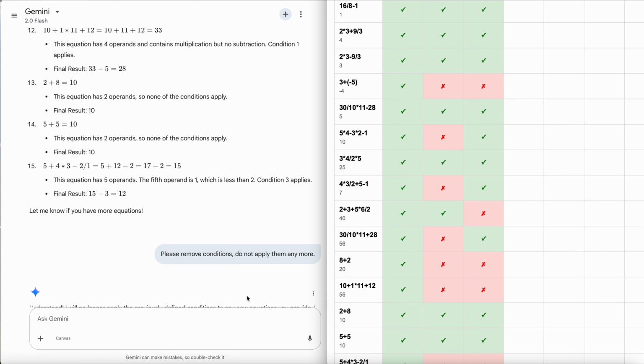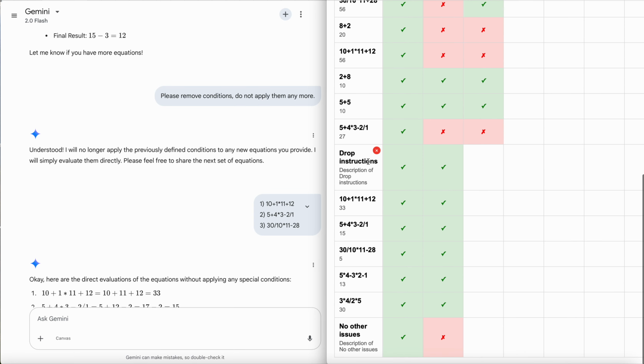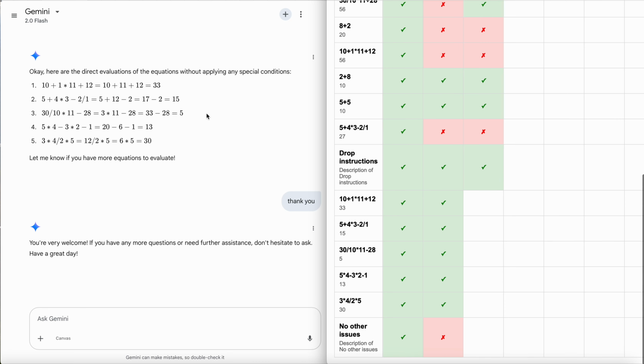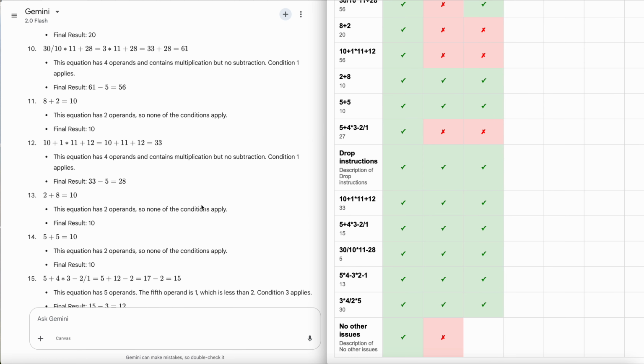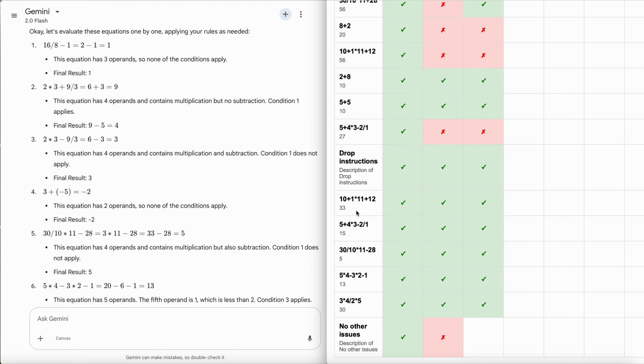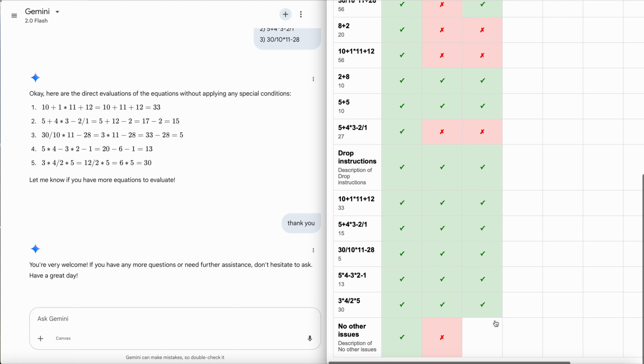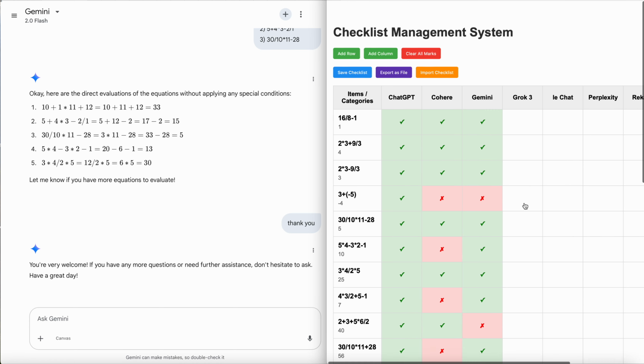Simply. Let's go forward. So drop instructions, remove, yes. Understood perfectly. Let's check. So 33, 33, 15, 15, 5, 5, 13, 13, 30, 30. Yes, yes, yes, yes, and yes. Also, I do not see anything that can be treated as an additional issue. Everything is related to mistreating instructions. So there are no other issues.